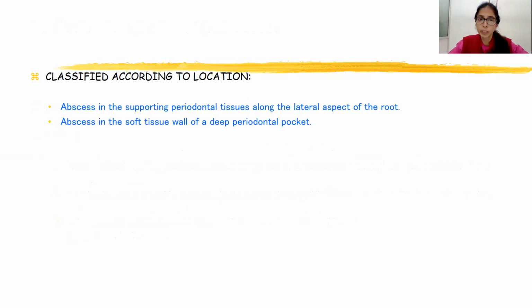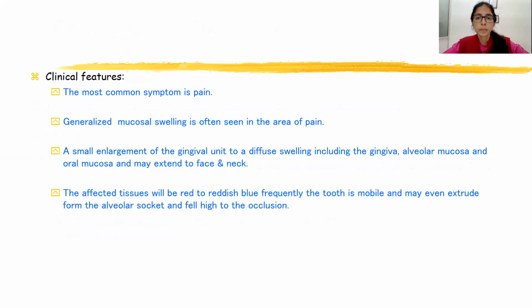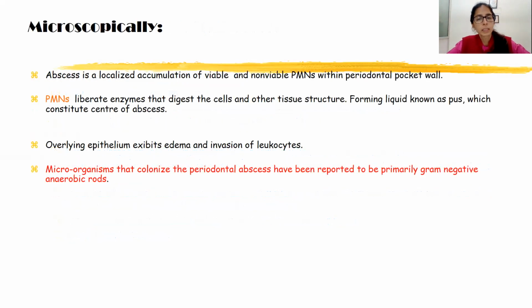The abscess could be in the deep supporting structures, or it could be in the soft tissue wall of the periodontal pocket. Now the pain begins. The most common symptom of a periodontal abscess is pain, and there is an increase in the size of the gingiva. Again, the microscopic features remain the same. One additional thing over here will be the microorganisms. When we take a sample of the pus, we see that the microorganisms that colonize the periodontal abscess are primarily gram-negative anaerobic microorganisms.